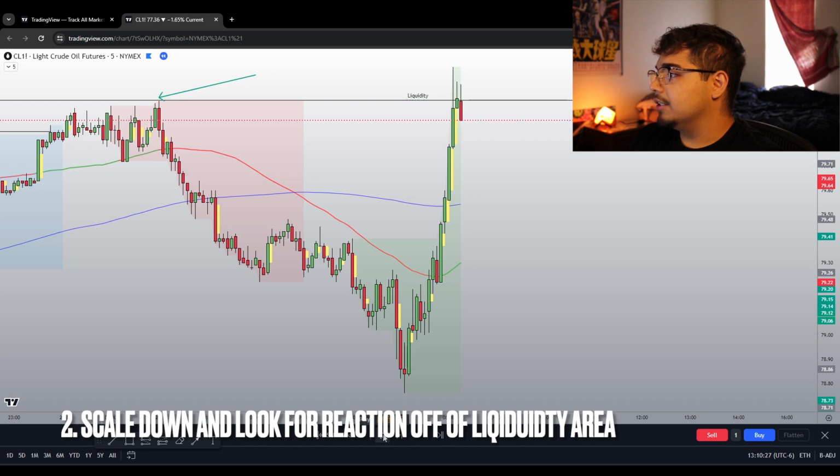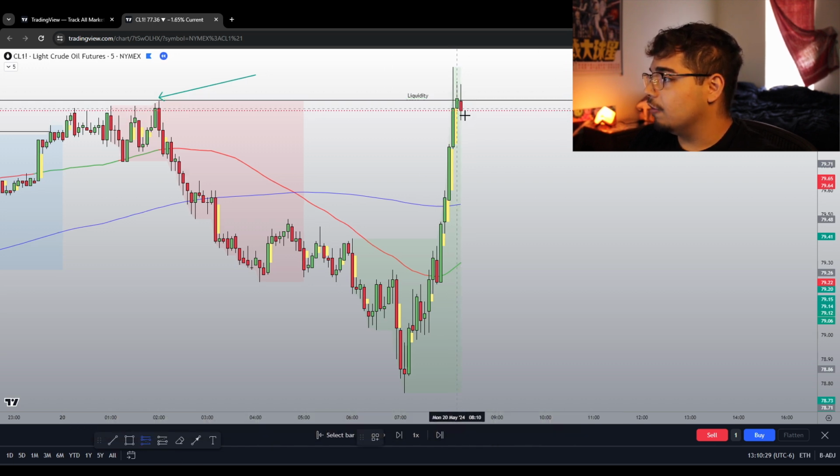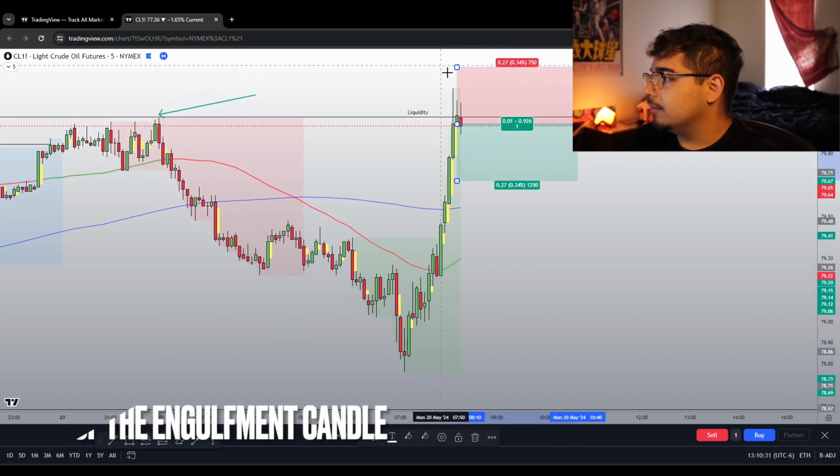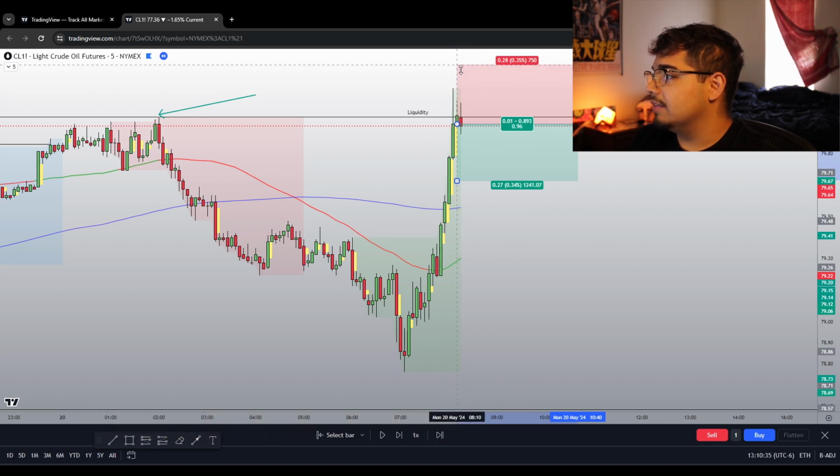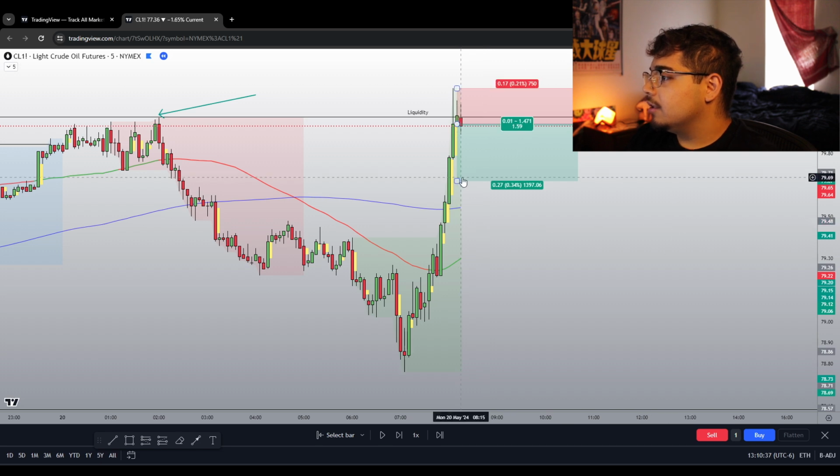Let's see what happens here. Boom. Enter off the engulfment, right? However you want to place your stop loss. If it's right below this, if you want to give it some room, whatever.